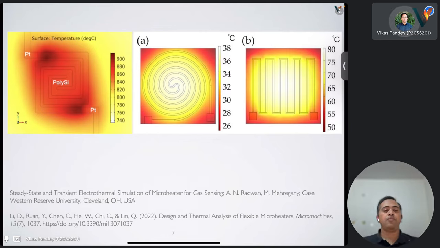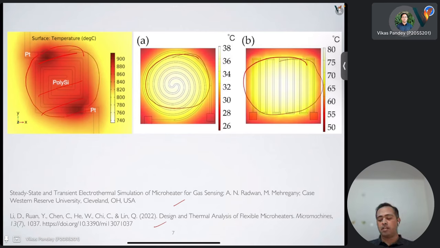If you see the heat profile of the microheater, these are taken from different papers. You can refer to these papers also if you wish. Here, when the heat profile is taken, very uniform heat is being distributed over the area. And this is because of the depositions that are being done over it.